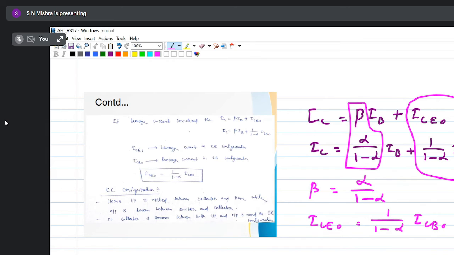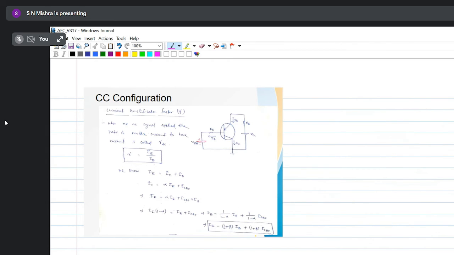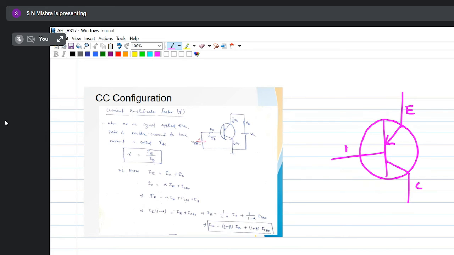Now we'll go for common collector. The same way we'll draw. First we'll orient the transistor such that the collector terminal is at the bottom side. So this is your emitter, this is your collector, this is your base. The base-collector junction is directly visible, because this side will give input and this side will take output. The collector-base junction should be reverse biased.